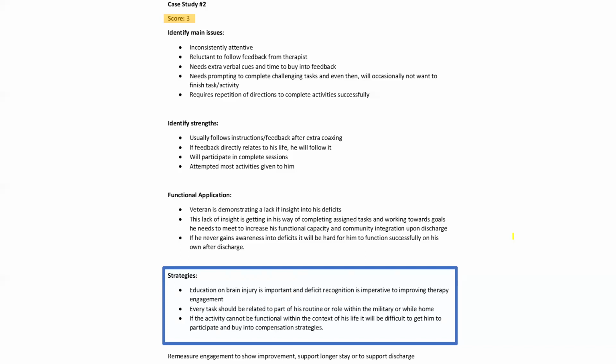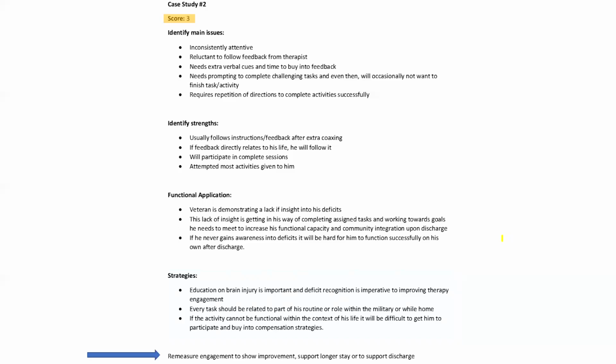So once again, things that you all already know when working with patients, and it's just having all therapy be related to their real life and their real life context and roles and routines.